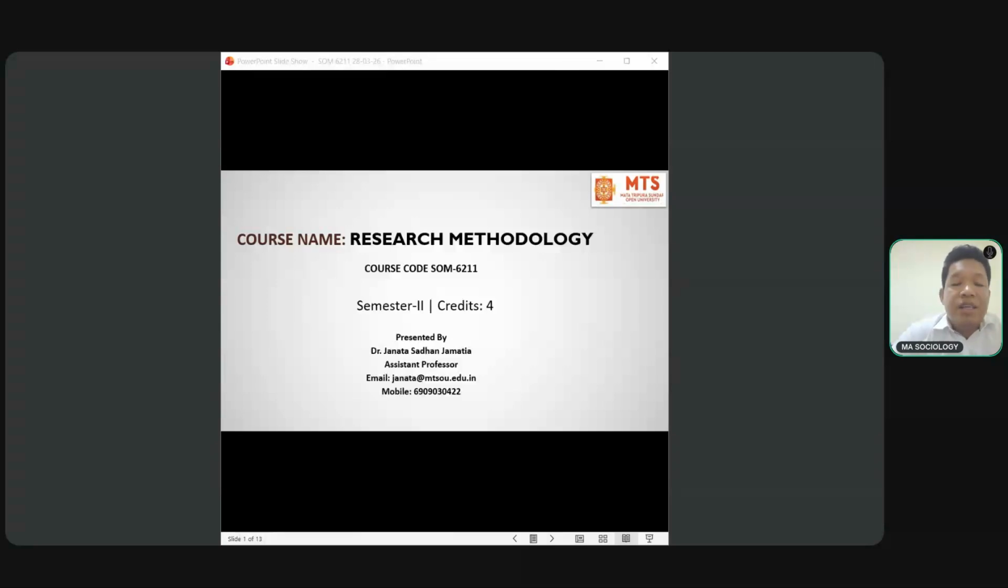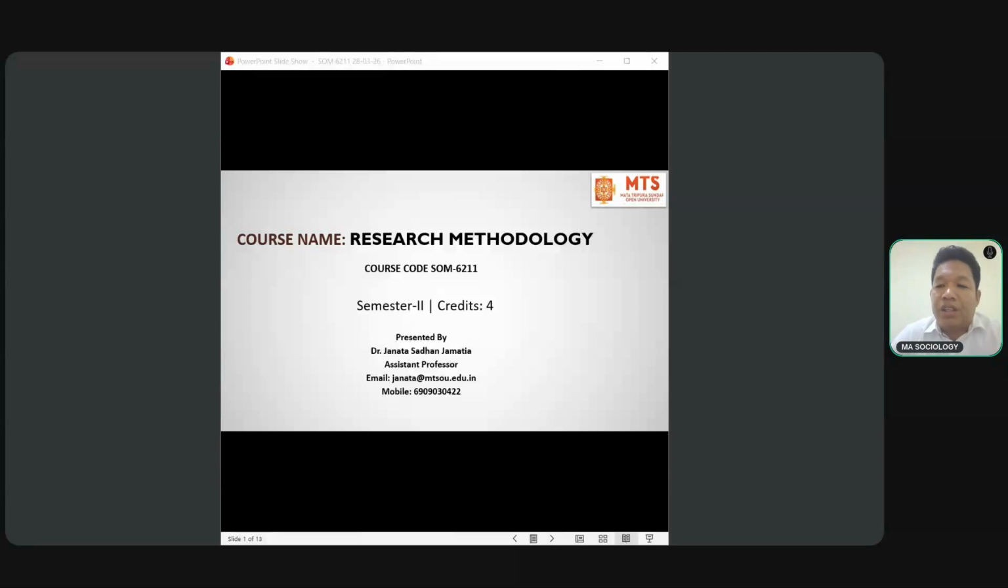Research methodology is basically a systematic way of solving a research problem. It explains how research is conducted scientifically by using different method techniques and tools. Types of research can be descriptive, analytical, applied, fundamental, qualitative research, and quantitative research. Okay, so these are all types of research.